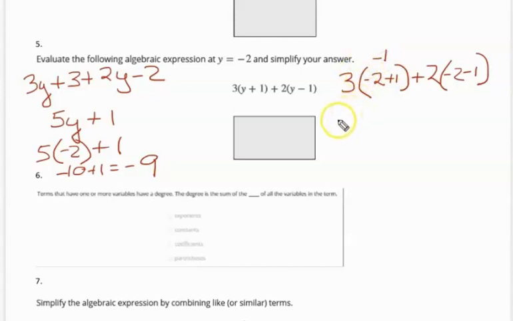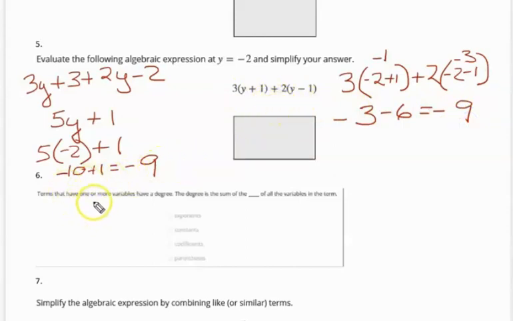So this is going to be a negative 3 here. This adds up to a negative 3. 2 times negative 3 is negative 6. and this adds up to a negative 9. So again, a couple of ways to do it.